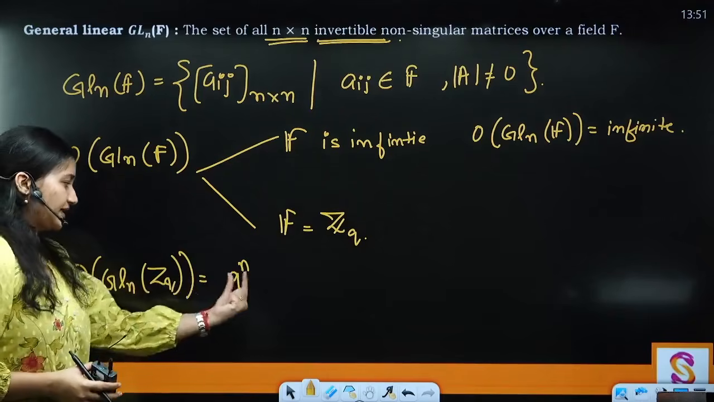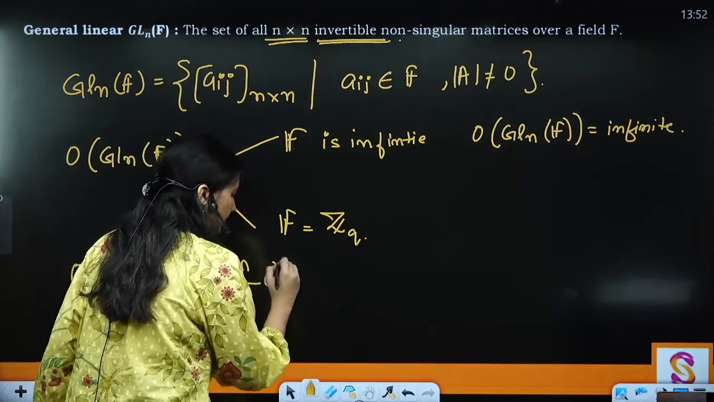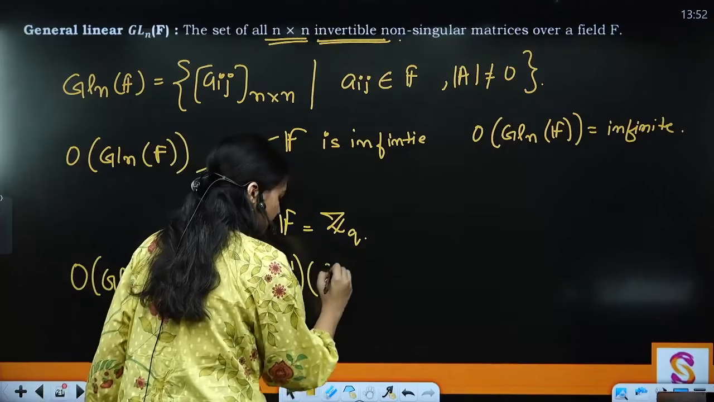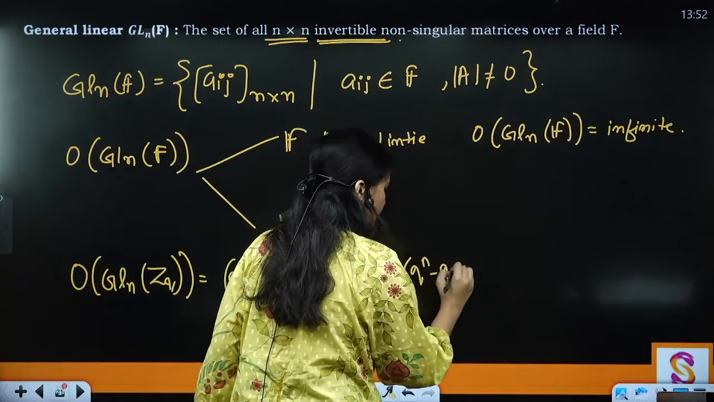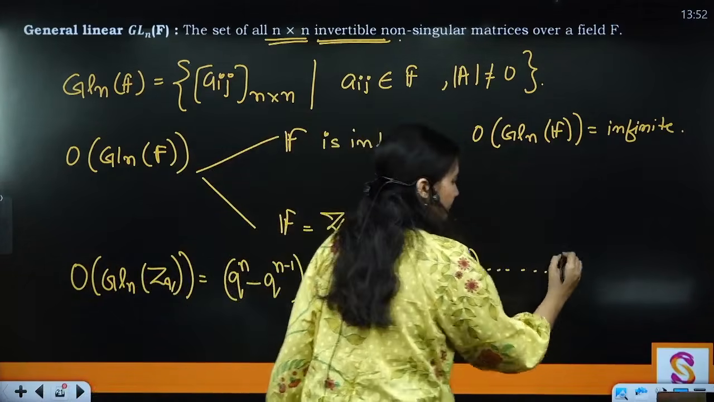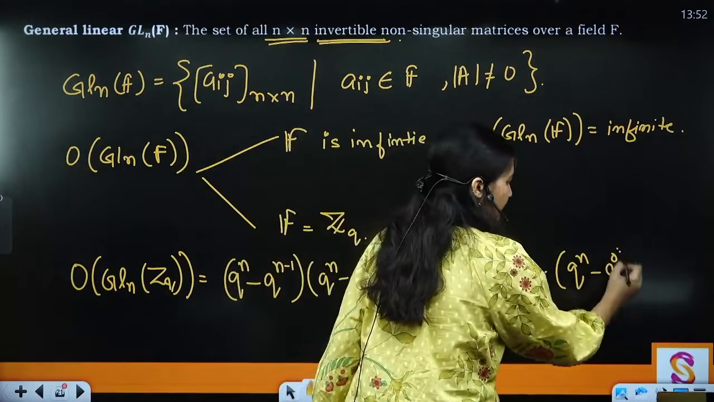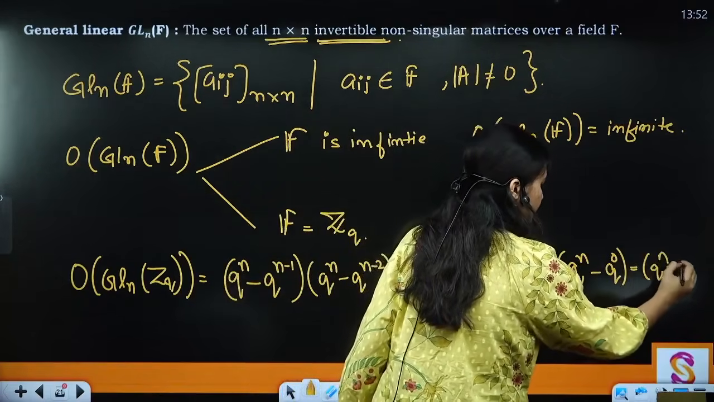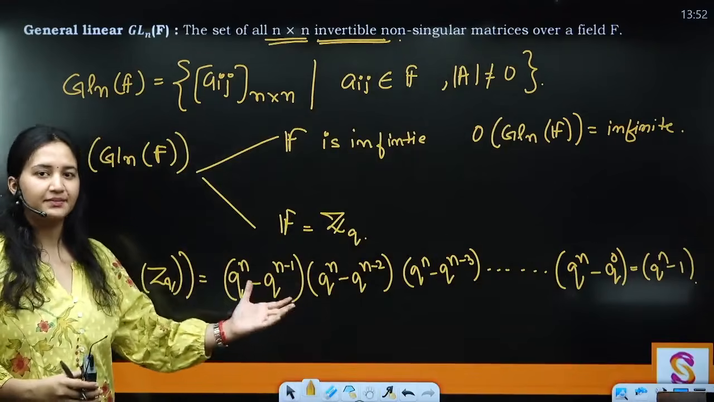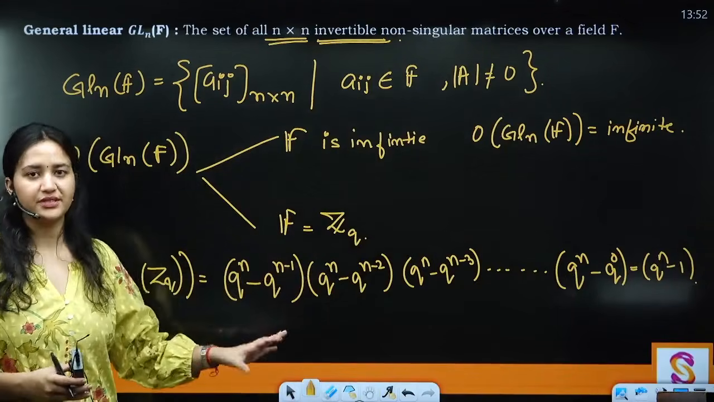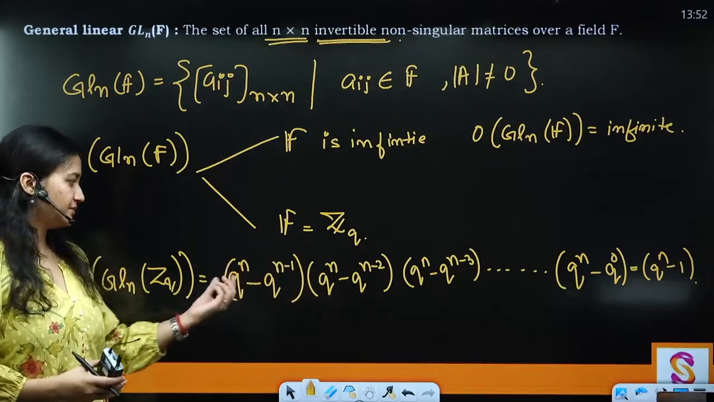So q raised to the power n, n is what? The order of the matrices that we are taking, right? Q raised to the power n minus q raised to the power n minus 1, then q raised to the power n minus q raised to the power n minus 2, q raised to the power n minus q raised to the power n minus 3, till q raised to the power n minus q raised to the power n minus n, that is 0. And you can write this in a compact form. Okay? So this is the order of the group. Though it is not used much later, it is good to know and good to have in your repository. Maybe a question can be asked giving the order, depending on the n or the q or whatever, right?